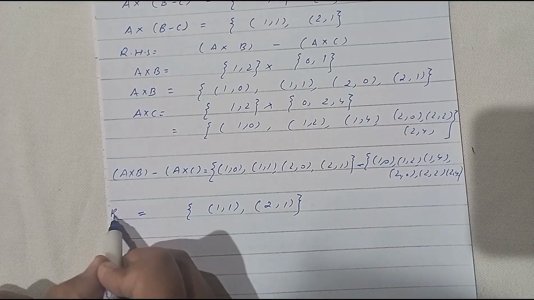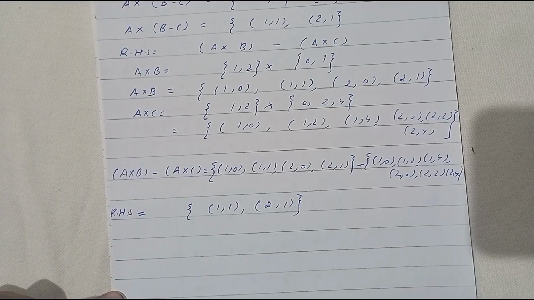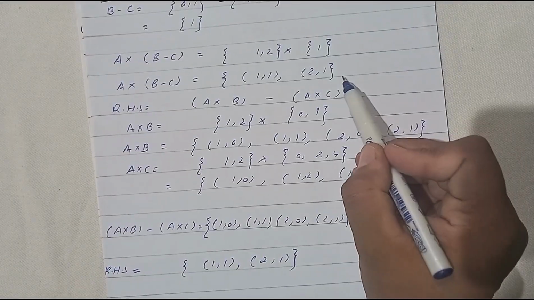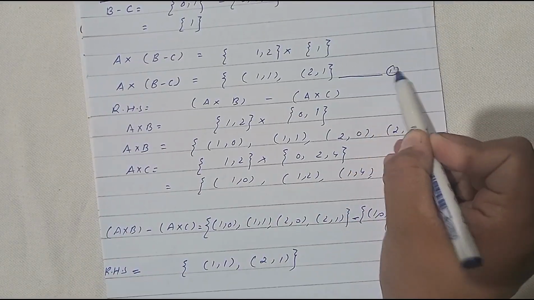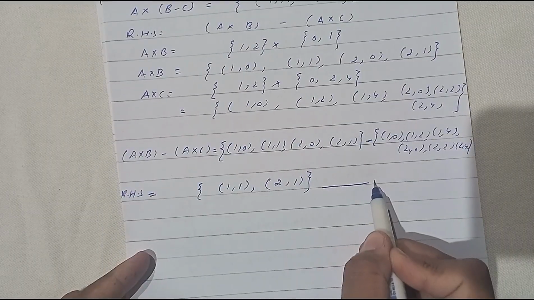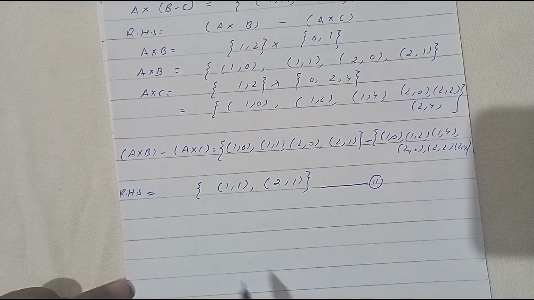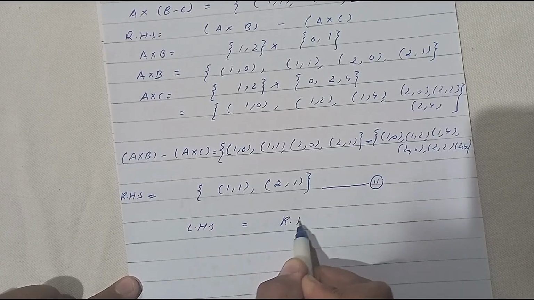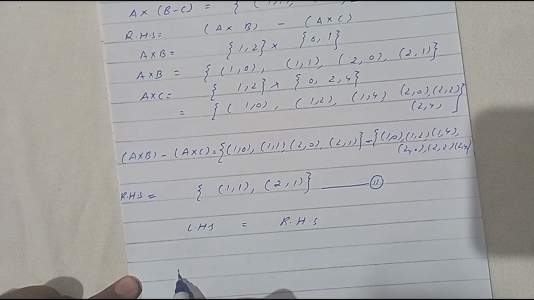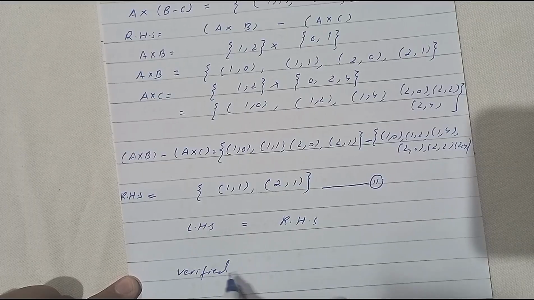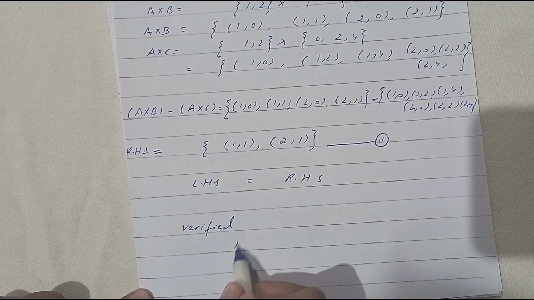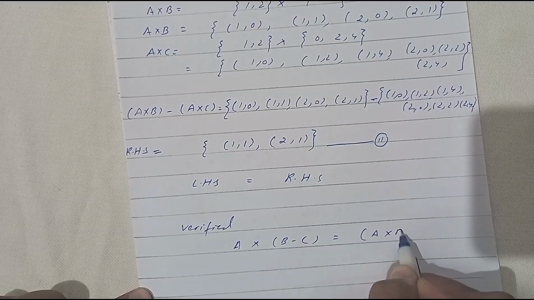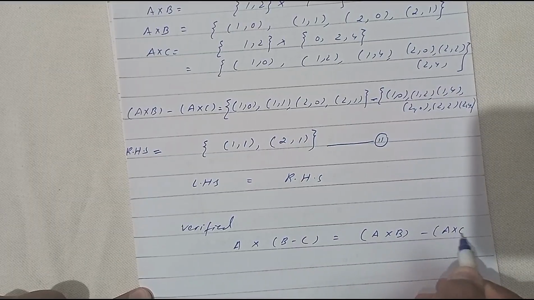So this is the right hand side answer. From the left and right hand side, this is the left hand side answer, which is equation number 1, and this is the right hand side answer, which is equation number 2. From 1 and 2 we can say that left hand side equals right hand side, and verified: A cross (B minus C) equals A cross B minus A cross C.